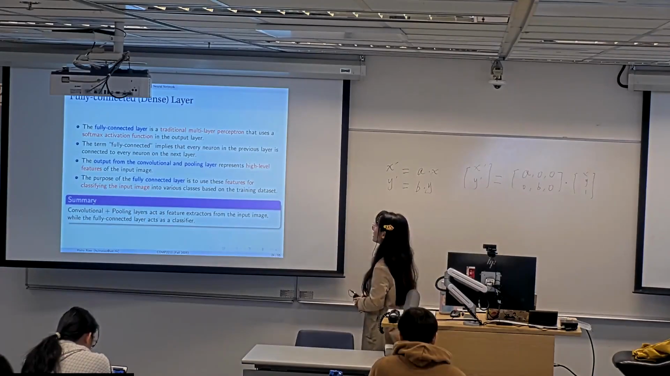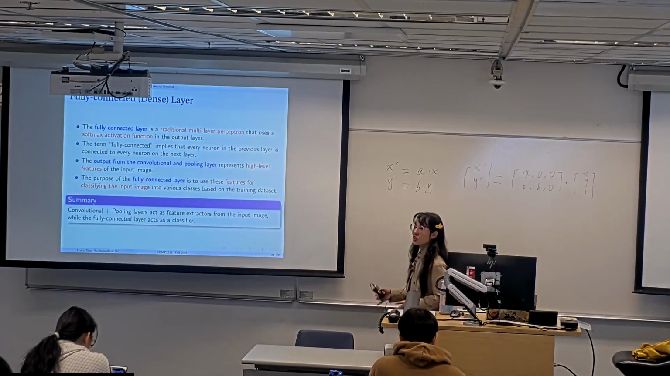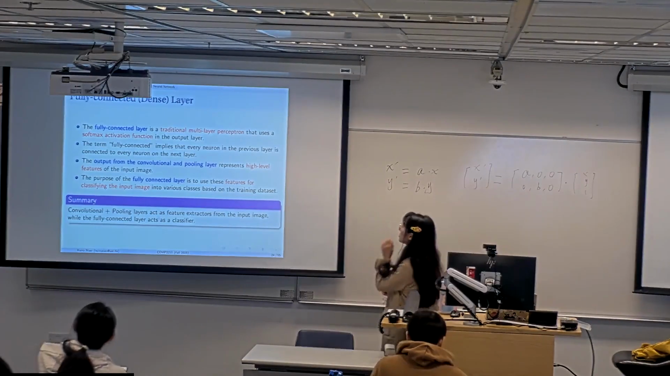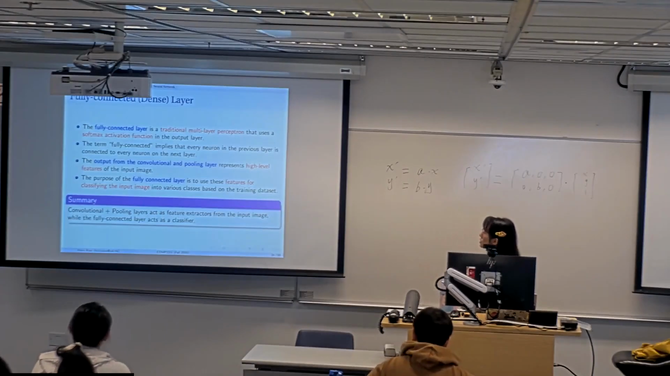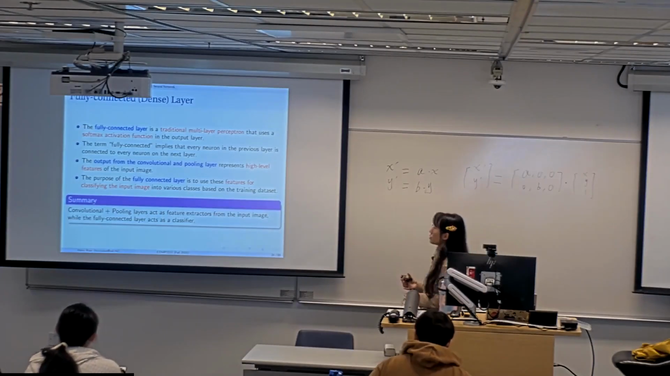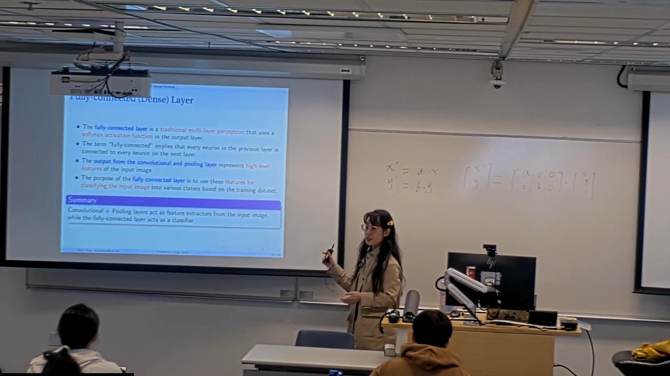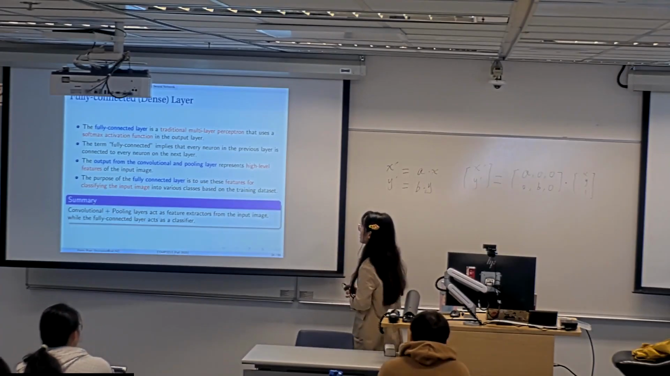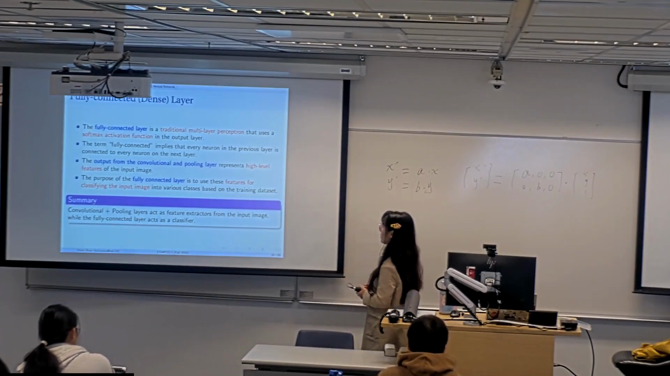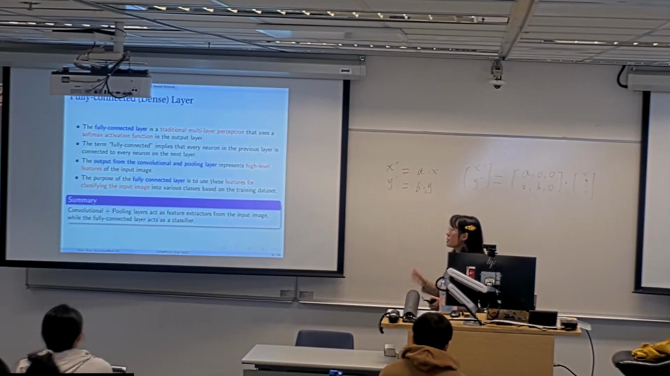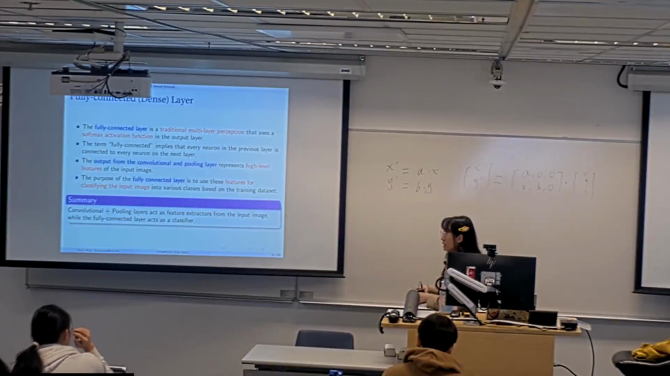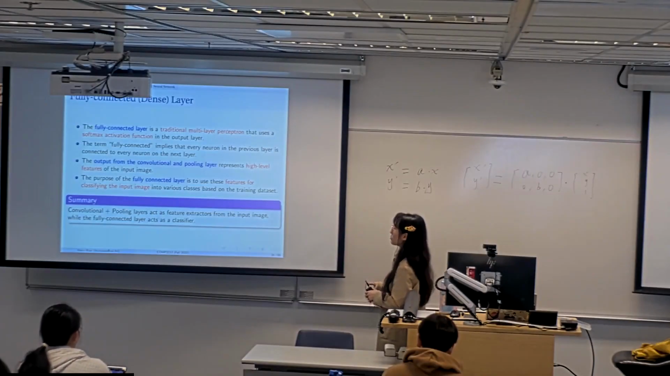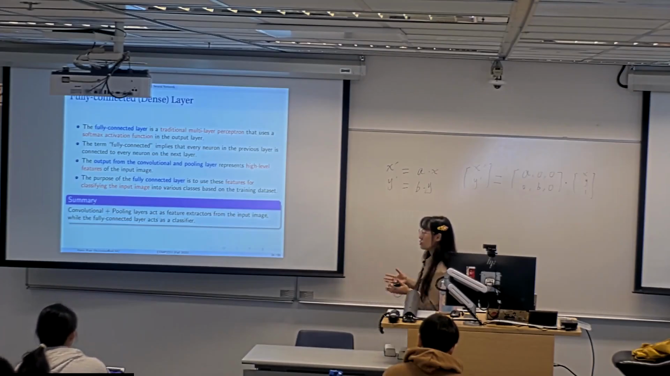Fully connected layer, or a dense layer, actually we have used it a lot in the multi-layer perceptron, right? So it's a traditional multi-layer perceptron that uses the softmax activation function in the output layer if we want to do multi-classification. And fully connected implies that every neuron in the previous layer is connected to every neuron in the next layer.